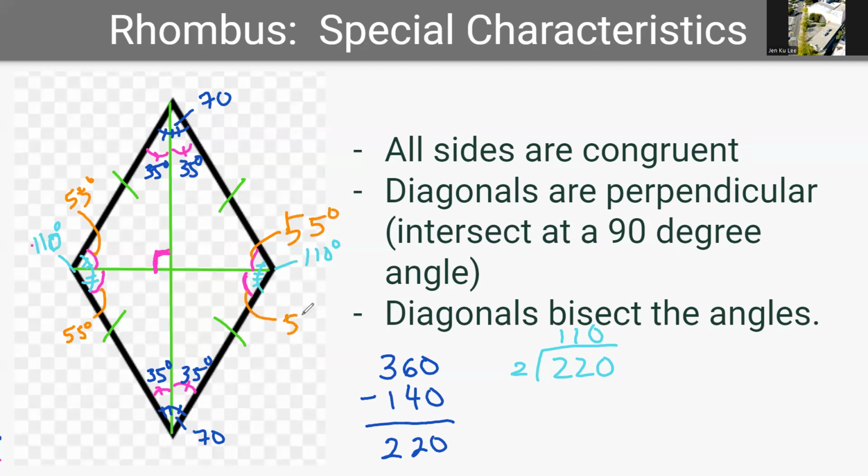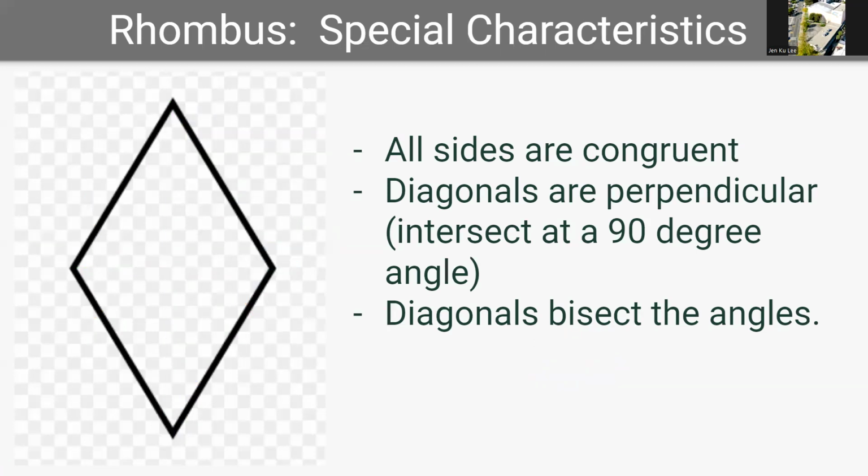This angle is 55 degrees, right? So even when the problem gives you the start of one angle, you can figure out all of them just using the characteristics of what a rhombus is. Okay?